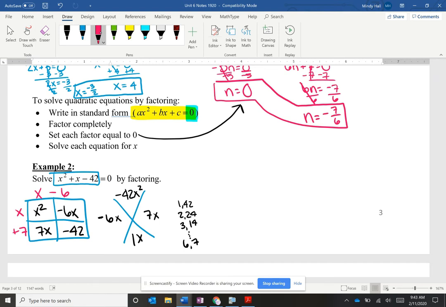And so then I take this, and now that I have it factored, I'm going to write it as x minus 6, x plus 7, because that is our factored form.